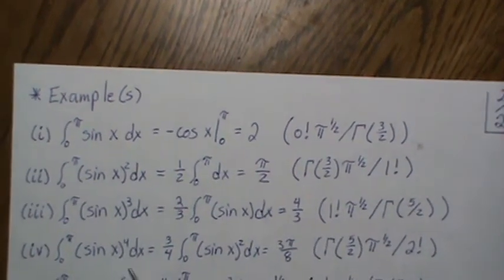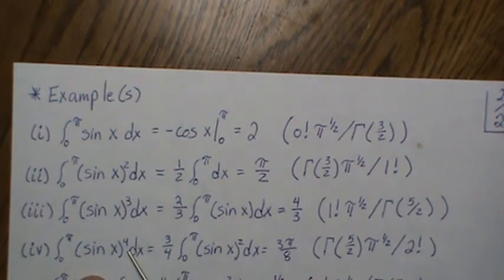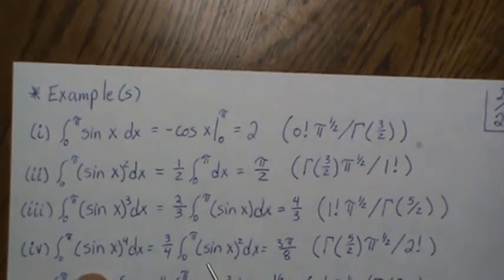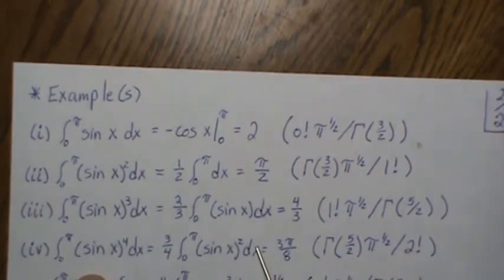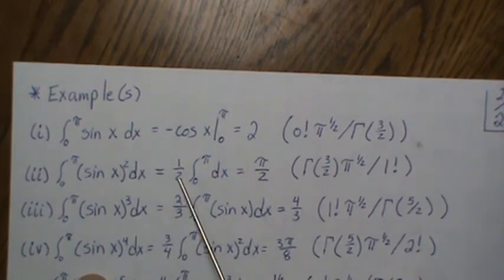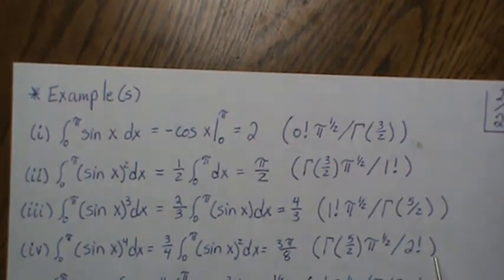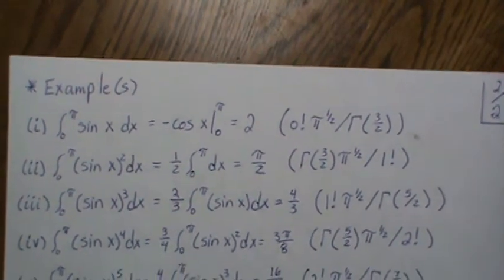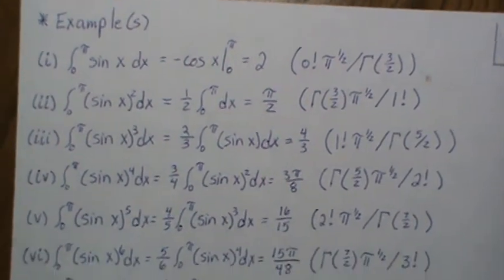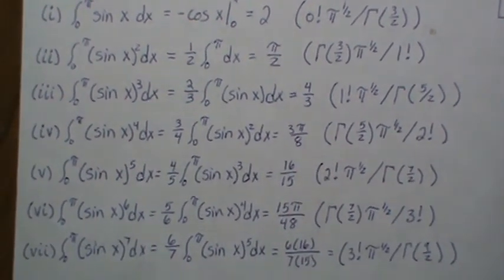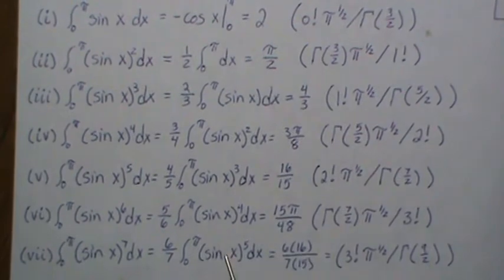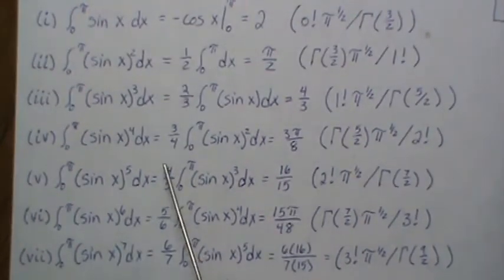And then very similarly, if we have it to the 4th power, then it's this, the 3 over 4. But sine of x squared, this integral we just evaluated, which is pi over 2. So it becomes 3 pi over 8, and it can be written in this form. And then to save time, each one of these integrals can be done in a very similar fashion using the results from the previous one.